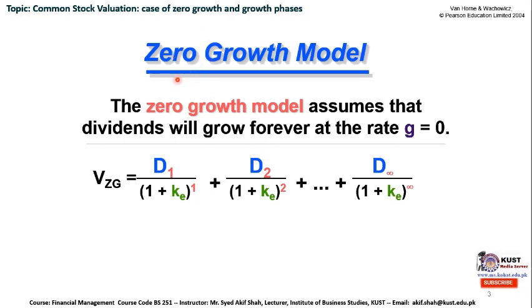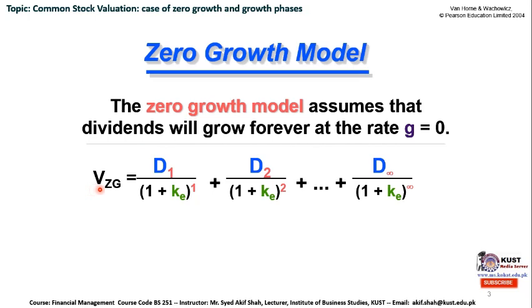As the name states itself, under this scenario the zero growth model assumes that the dividends of the corporation or company will grow forever at the rate of G equal to 0. It means that we can rephrase this assumption: the zero growth model assumes that the dividend of the company will not grow at all. It means that the factor G is equal to 0, or it is constant.